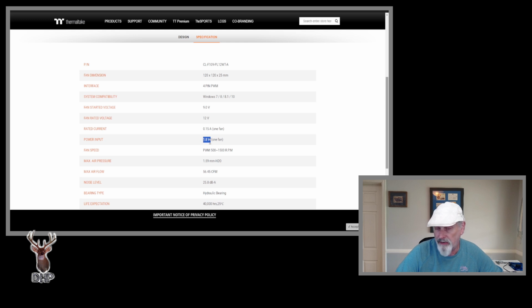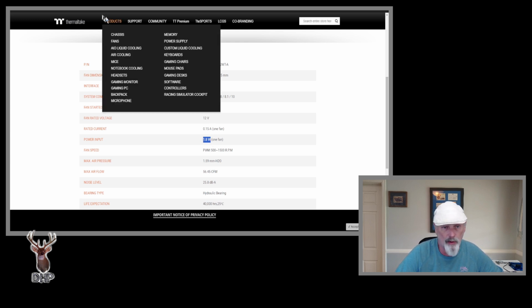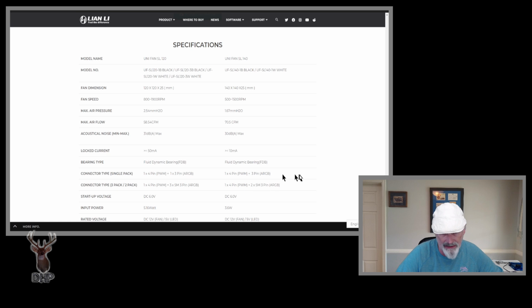Now, these do have color to them. You just can't change them. 1.8 watts for a 120 fan versus Lian Li's 5.16 watts. So it's going to cost you more if you do ARGB, because at least you know that those LEDs are going to take a lot more power supply to run them. Look at that, 56.45 CFM. The other one, if you remember, was 58, but let's look at this noise level that the Thermaltakes have. 25.8, call it 26.